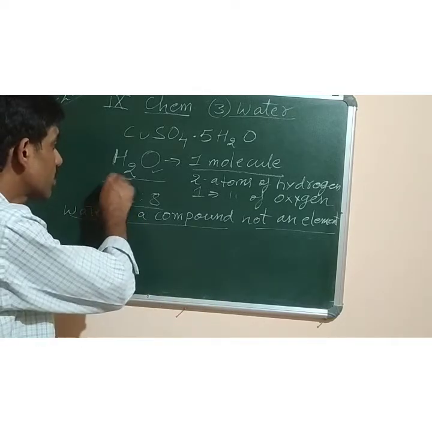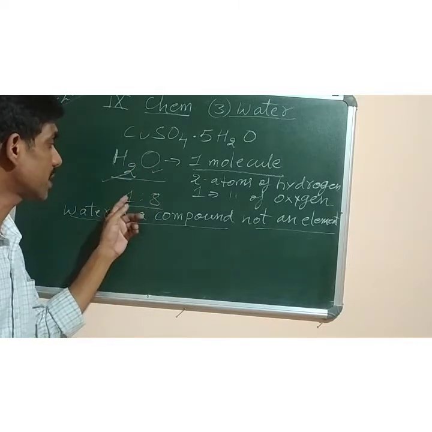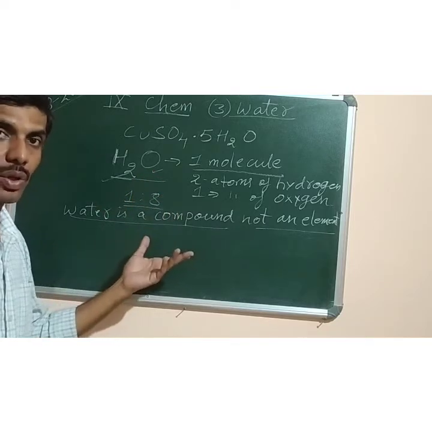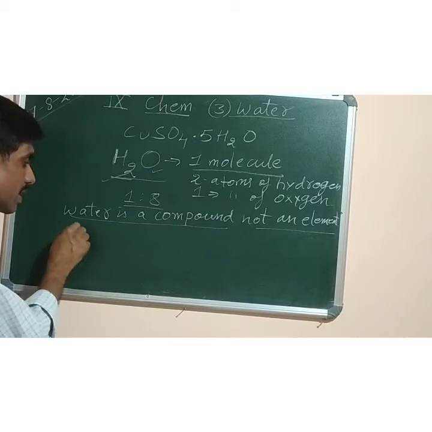So here in water also we find that water is made up of 2 different elements which combine in a fixed ratio by mass, that is, the mass ratio is 1:8. So why is water a compound?